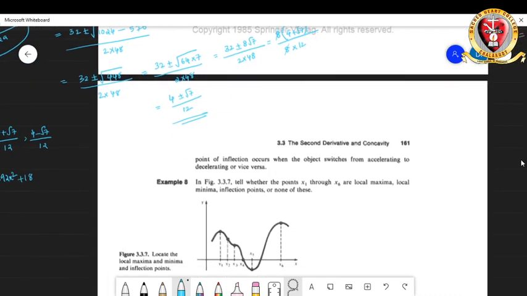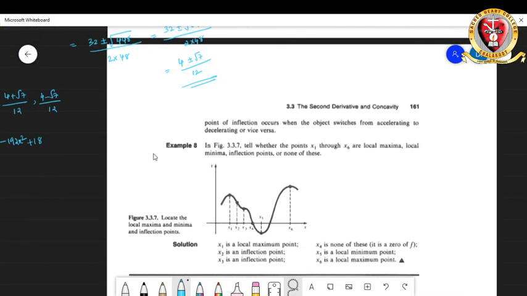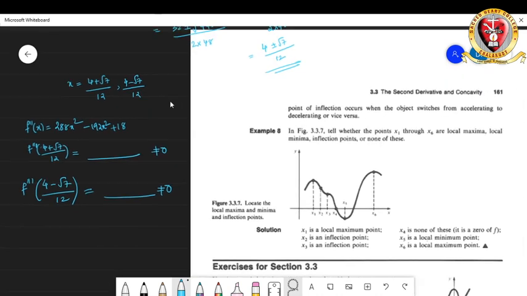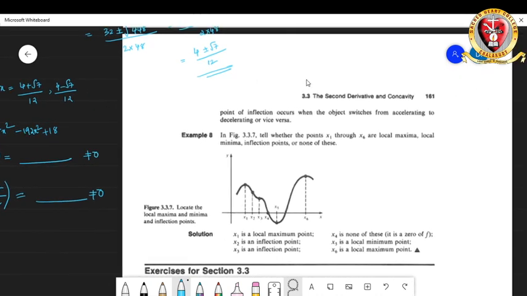Okay, as homework, I'm going to leave you with f triple dash of 4 plus root 7 by 12. You have to find it using your calculator. And also f triple dash of 4 minus root 7 by 12. Find what it is and say that both are not equal to 0, meaning both of them are inflection points from what we defined just before.